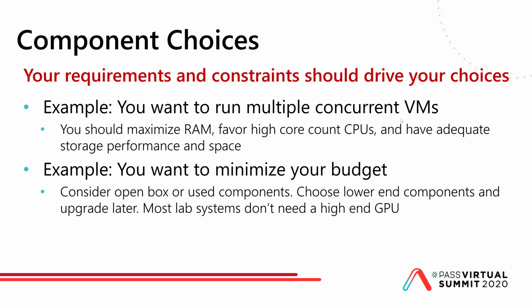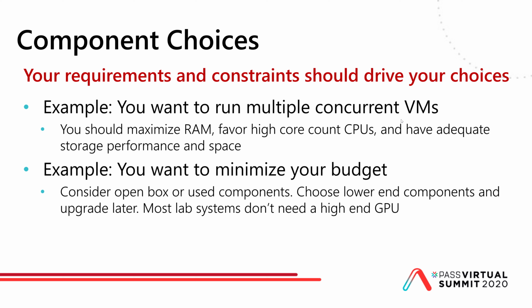Now, component choices, the requirements and constraints that we've been talking about so far should drive your choices here. So if you want to run multiple concurrent VMs, for example, that means you want to have a lot of RAM and lots of cores to work with. And then you want to have enough performance and space from a storage point of view to host all the virtual hard drives for all those VMs. So that's what you want to be thinking about.